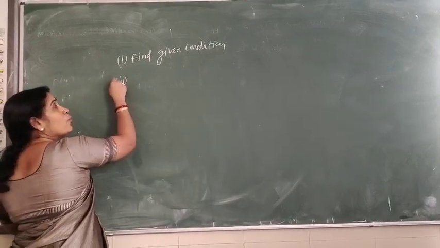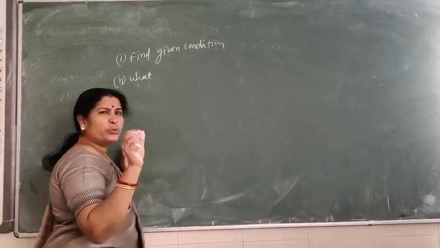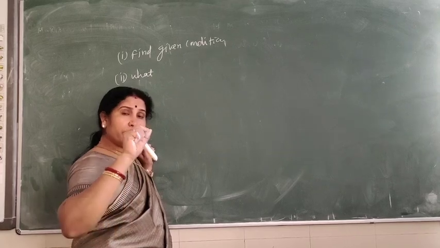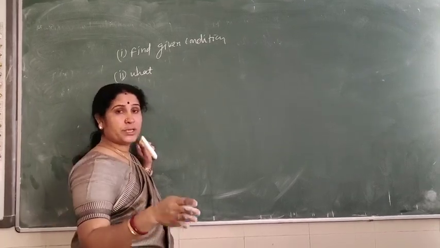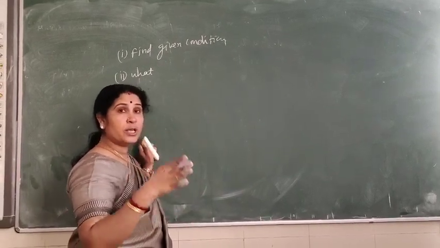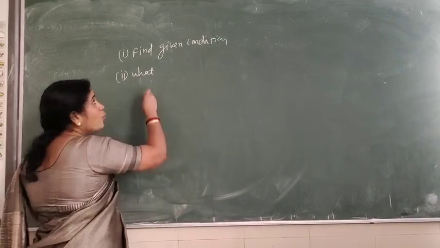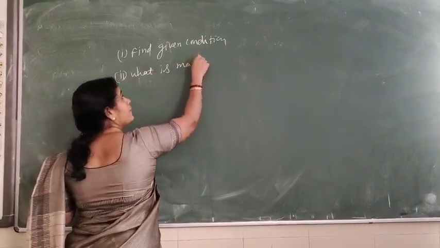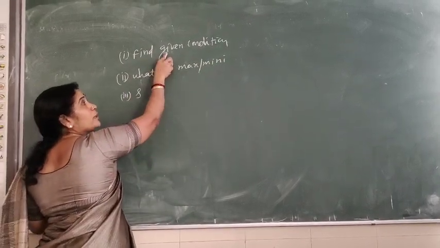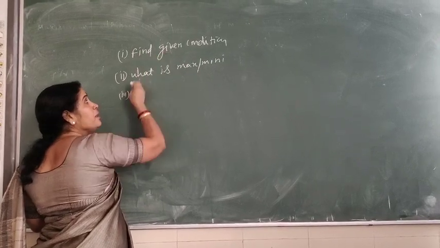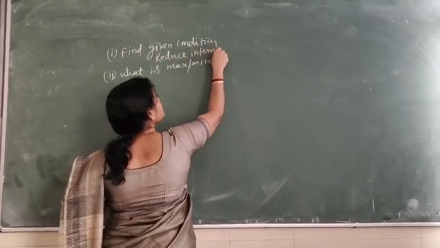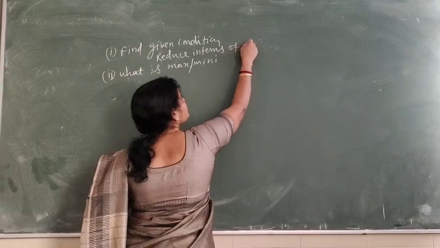Now step number 2, you have to check what is to be maximum or minimum. If they are saying maximum volume, it means you have to prove the volume is maximum. So do not read the complete question. First try to understand what is given, what we have to prove, which one is maximum, which one is minimum. First complete your target. Now another step: whatever given condition you find, reduce it in terms of one variable.